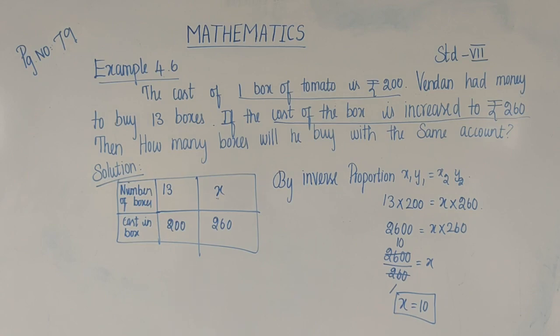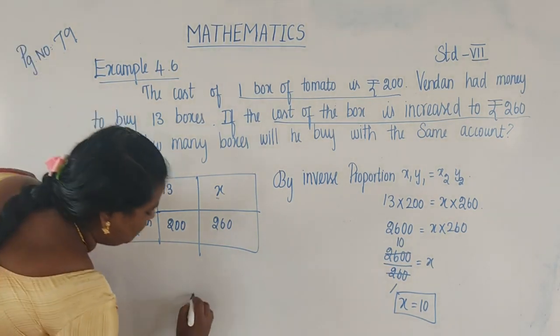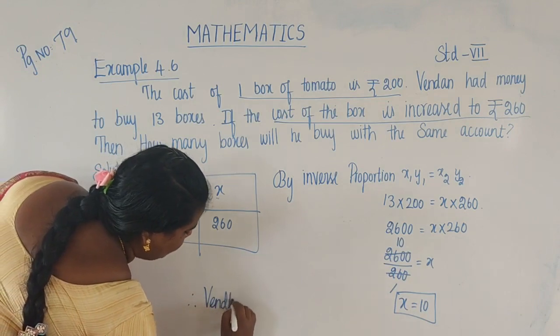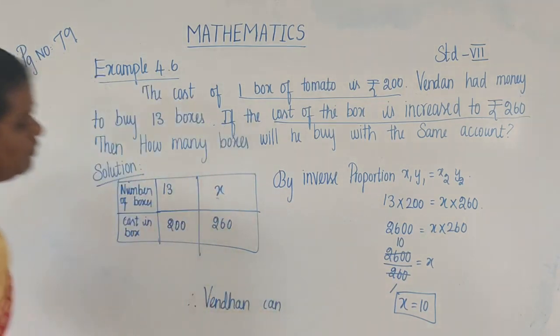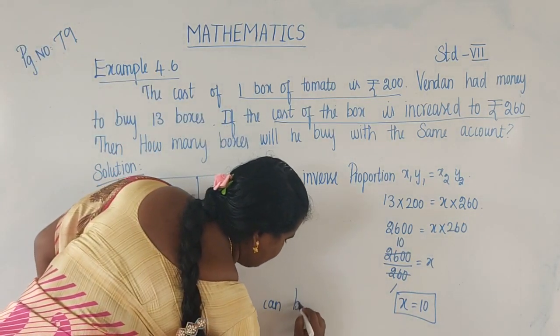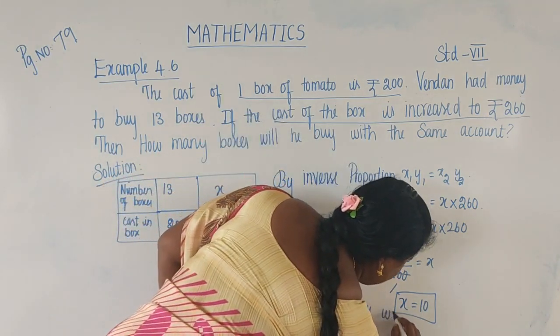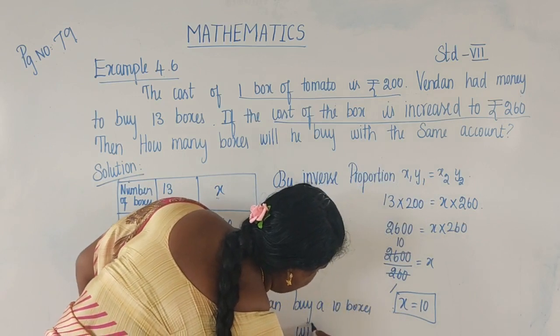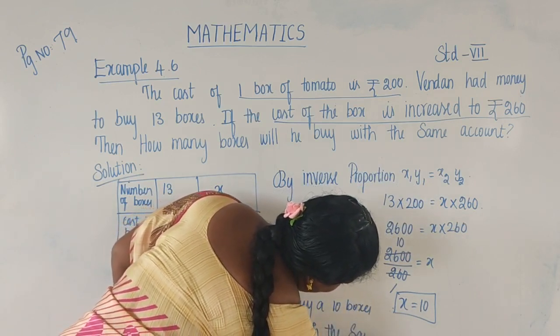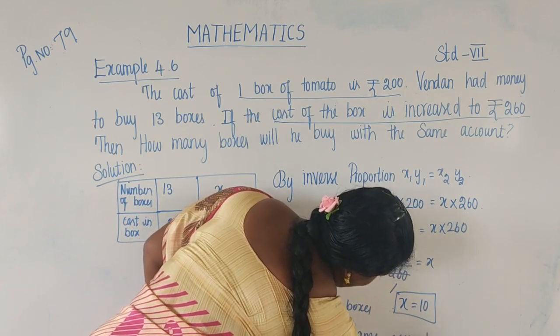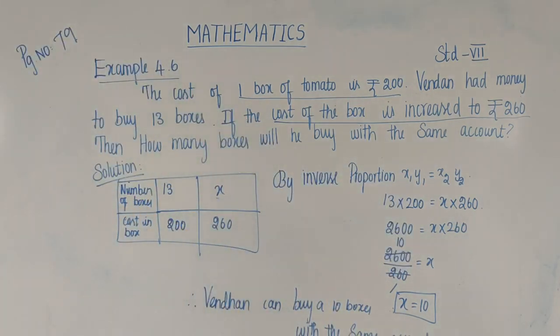So therefore, Vendan can buy 10 boxes with the same amount. Okay, good. Okay, students, write your classwork note.